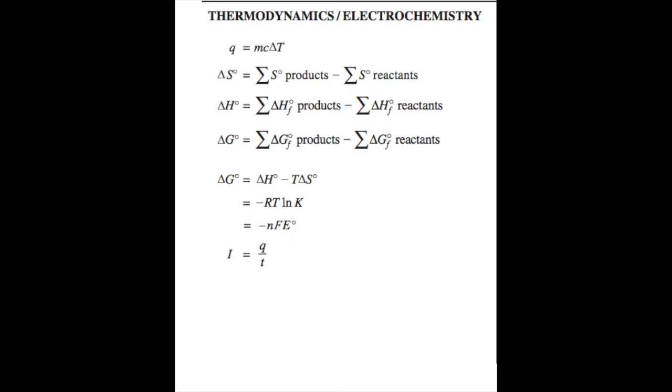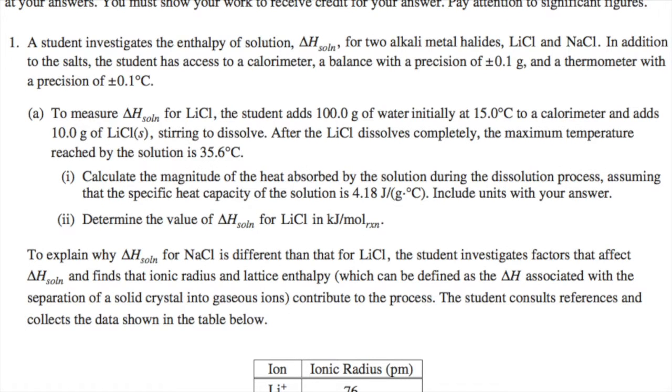And then I go back and look at the problem and I see, yes, I have mass, which is the 100 grams of water and the 10 grams of lithium chloride. Yes, I have temperature also, which is the change in temperature. So the initial temperature is 15 degrees Celsius and the final temperature is 35.6 degrees Celsius. And of course, we have the specific heat capacity. And all of this allows me to use that equation.